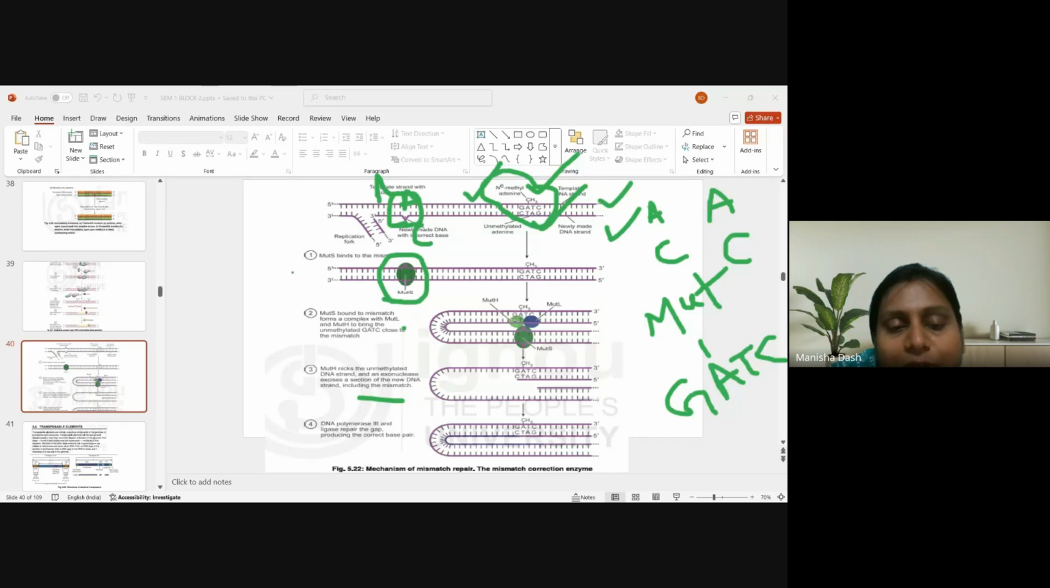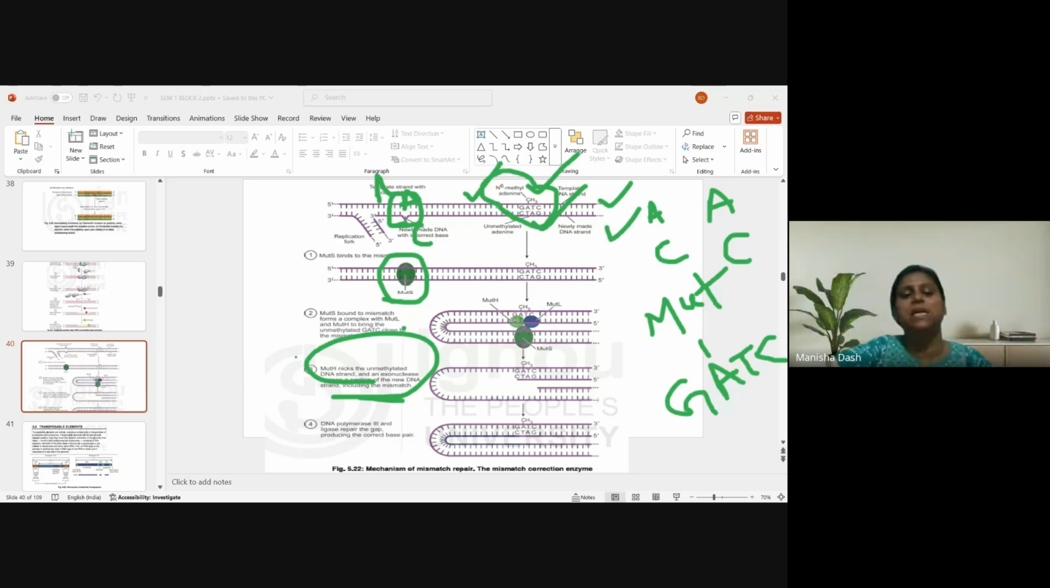Okay, this is also a palindromic sequence. So here it is also GATC; from this side also it is a GATC strand. This unmethylated GATC is brought closer to the mismatch site, and there is an exonuclease enzyme which can cut this part, because this acts as a recognition sequence for the exonuclease. Along with the mispaired base, the entire sequence is cut. As a gap is formed, the gap can now be filled by the DNA polymerase with the correct base pair.